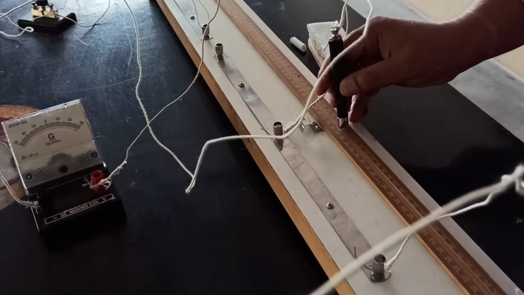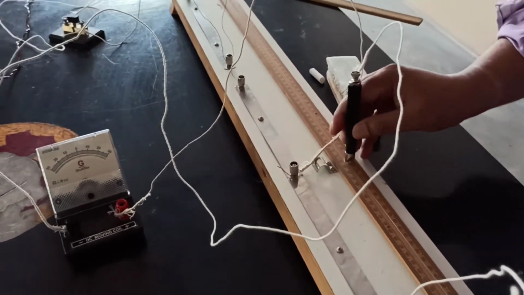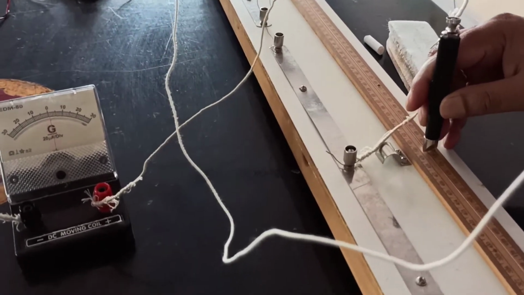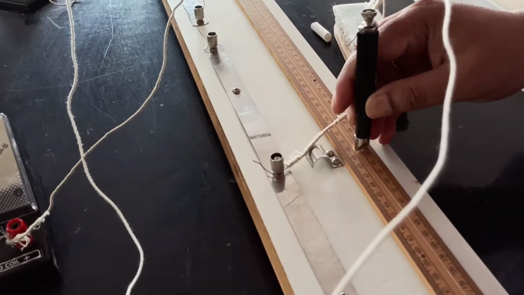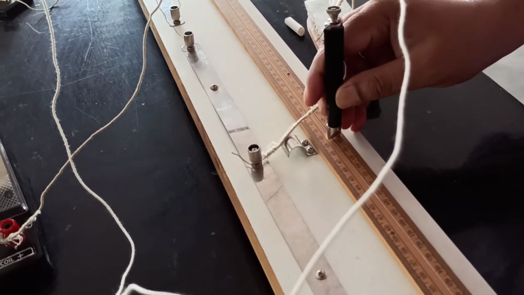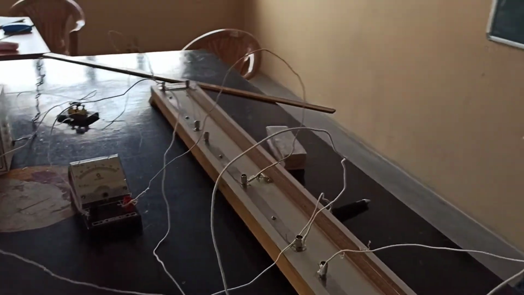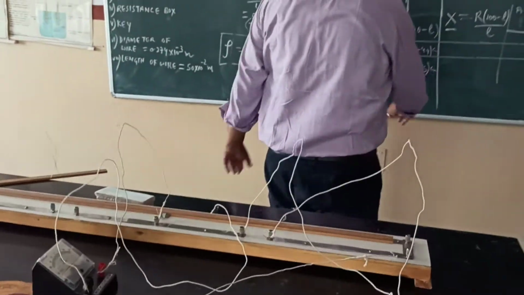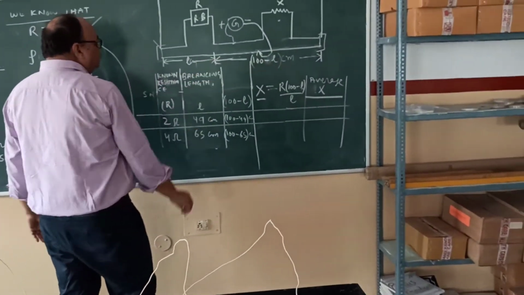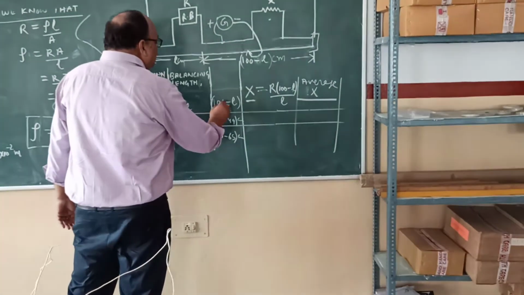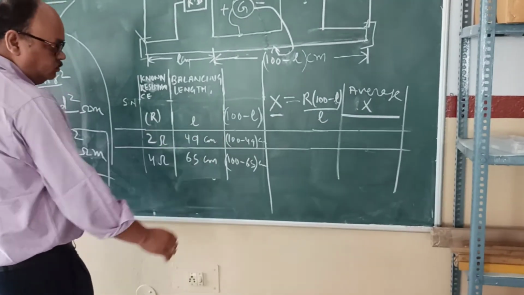Now you see the deflection is 0 at 49 centimeter. So we will note down here 49 for 2 ohm resistance. This is our balancing length L, and this is 100 minus L. So now we put the value.